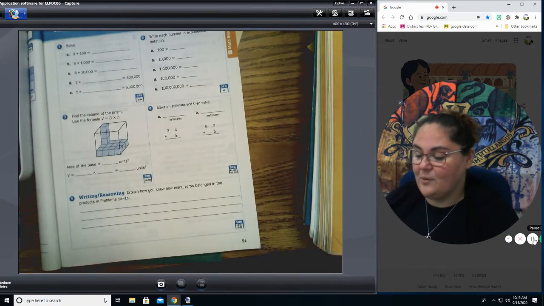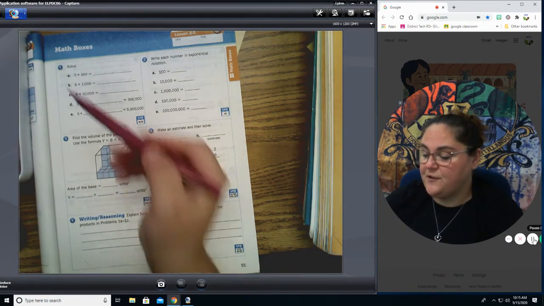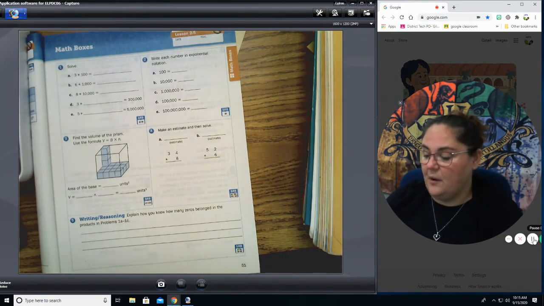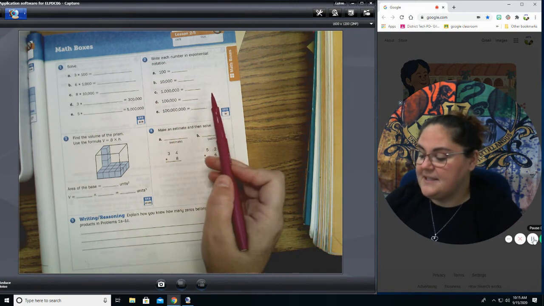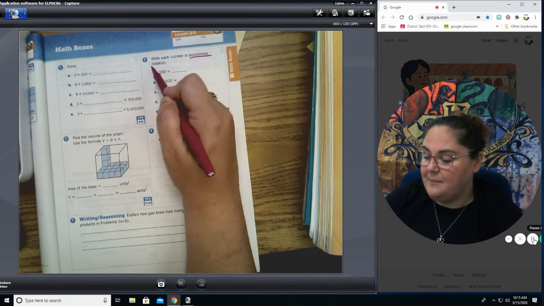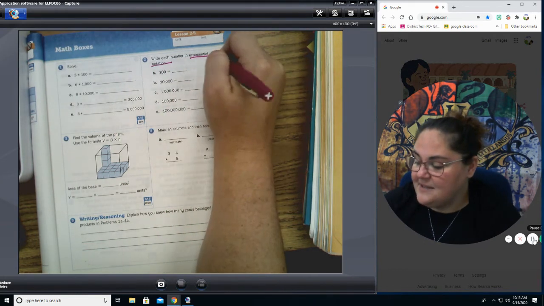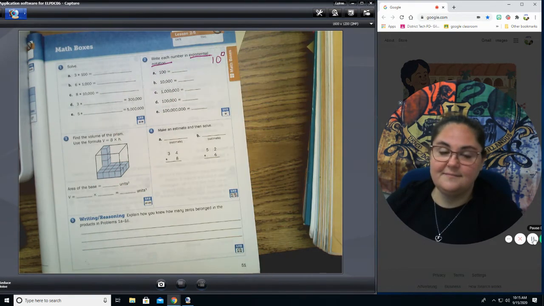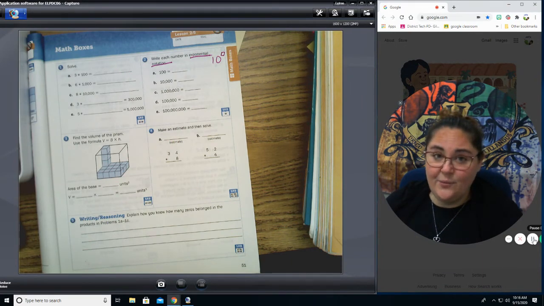All right, today you're going to be working on math boxes. The first few problems you're just going to solve. You need to figure out what the answers are. The second set, you need to write the number in exponential notation. That means 10 to the blank power. Really read on how you need to write these answers.